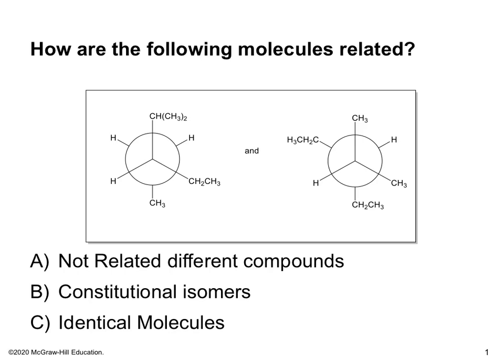Welcome to Chapter 5. We'll be talking about stereochemistry. This is our review slide from Chapter 4, and these are Newman projections. So we're looking at some acyclic compounds.